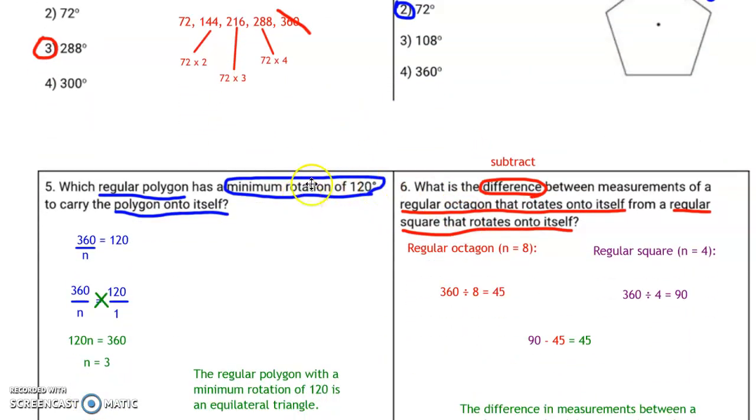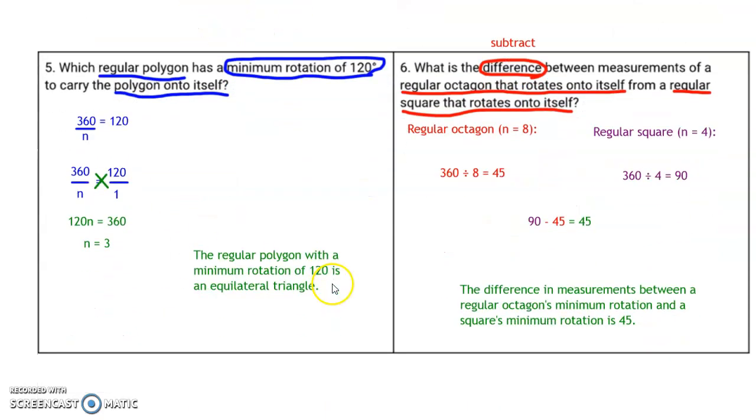Which regular polygon has a minimum rotation of 120? In this case, it's giving us the answer to the formula for minimum degree of rotation. It's 120. That means I have to backwards solve. It's a fraction on this side and an integer on this side. I turn this side into a fraction and I cross multiply. If it's got 3 sides, then it's got to be a triangle. And remember, regular triangles are equilateral triangles. They have the same size sides.